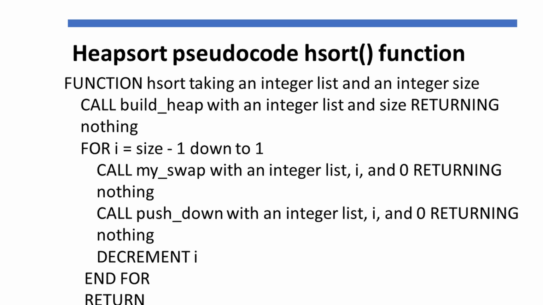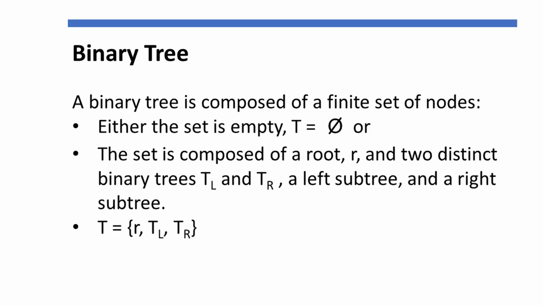The first phase of the Heapsort algorithm is when the unsorted list is transformed into a max heap, which is a binary heap with the largest value at the root. This task is performed in the build heap function. The max heap is stored in a binary tree.